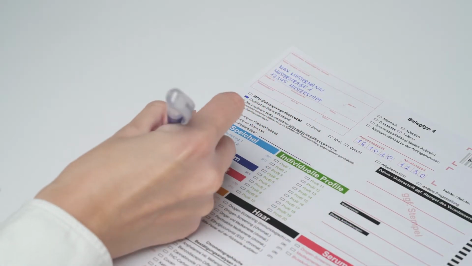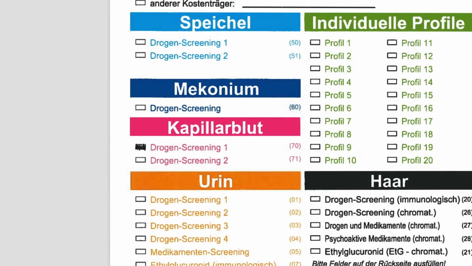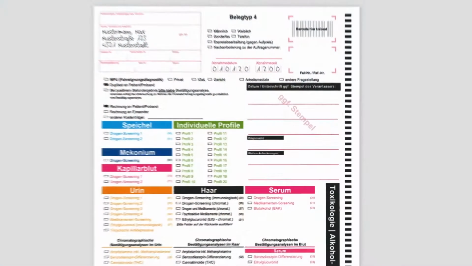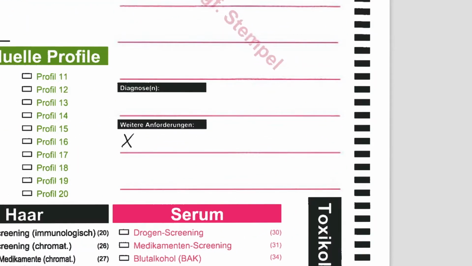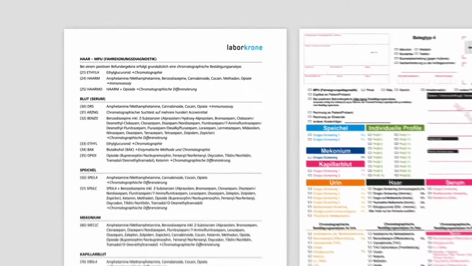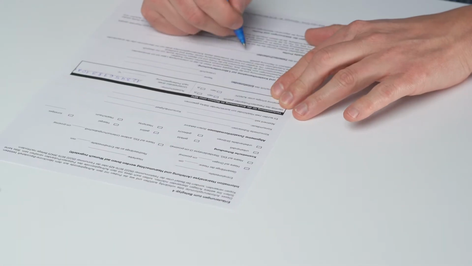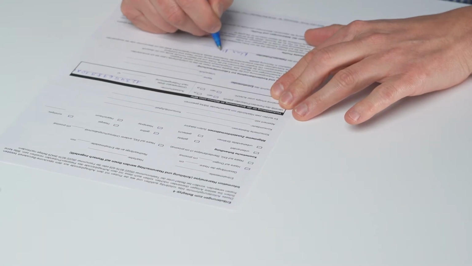Please mark the desired analysis. If you do not find the desired analysis, please indicate it under Further Requirements after consultation with the Toxicological Field Service. For the exact scope of the respective analysis, please refer to the profile card for the request slip voucher type 4. The patient consents to the examination by signing the reverse side.